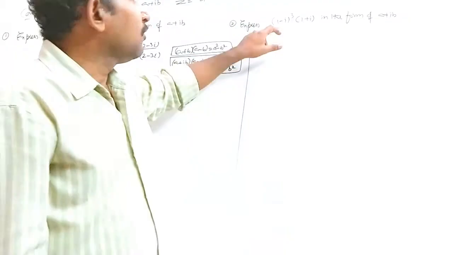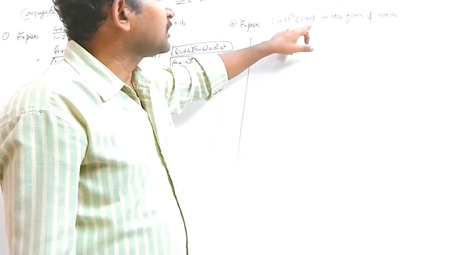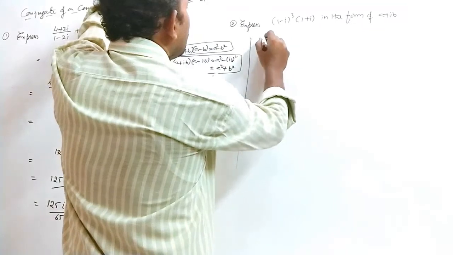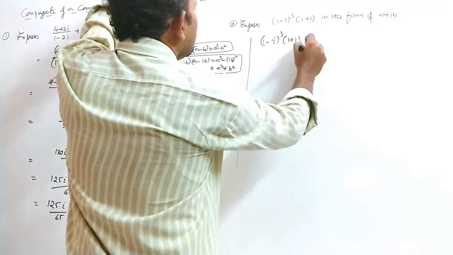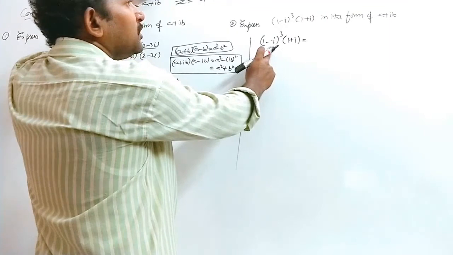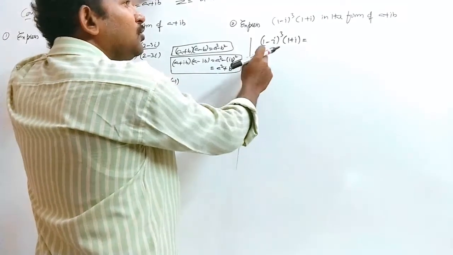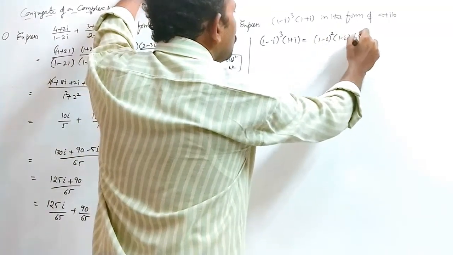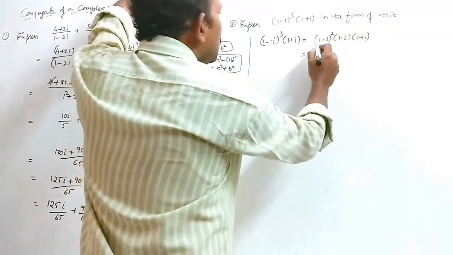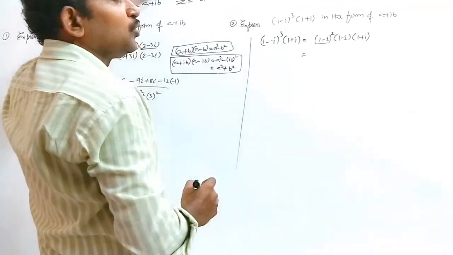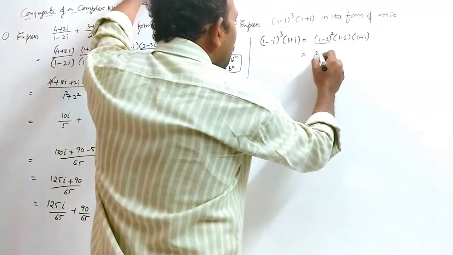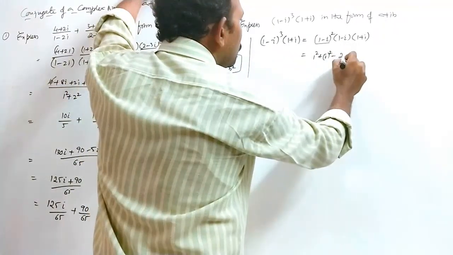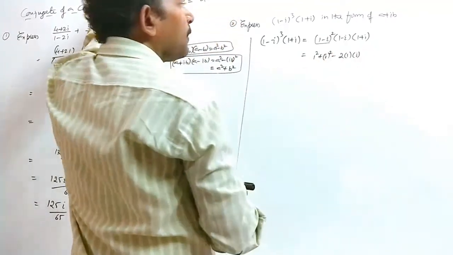Here they ask to express (1 minus i) whole cubed into (1 plus i) in the form of a plus ib. Now let us simplify. Given (1 minus i) whole cubed into (1 plus i), let us convert it into two parts. a cubed can be written as a square into a. Likewise here, (1 minus i) whole square into (1 minus i) into (1 plus i), that is equal to, here it is in the form of (a minus b) whole square, therefore let us apply the formula a square plus b square minus 2ab, 2 into 1 into i.